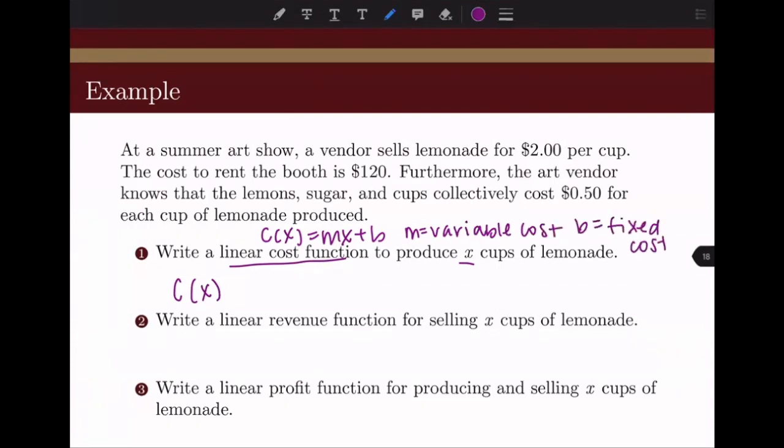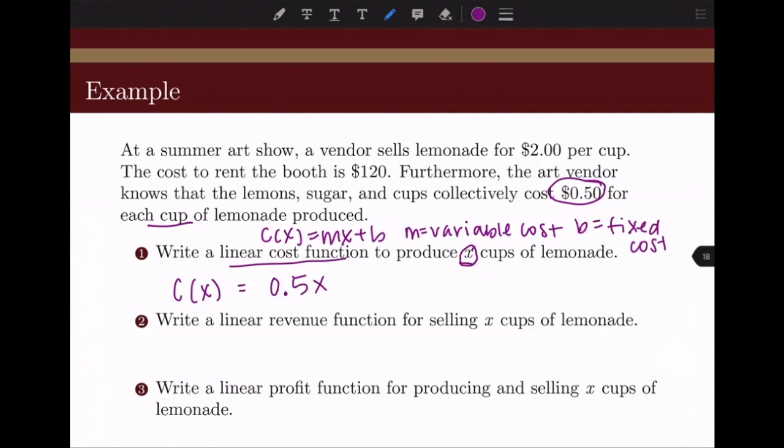So we know that they cost 50 cents for each cup. That means to produce x amount of cups, we are going to have to pay 50 cents, 0.5 times x, right? So if we do 1 cup, it's 50 cents. 2 cups, 2 times 50 cents is $1. And et cetera.